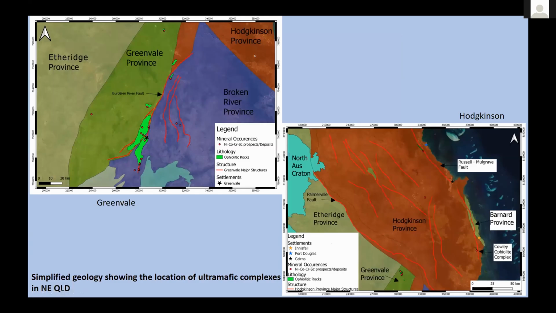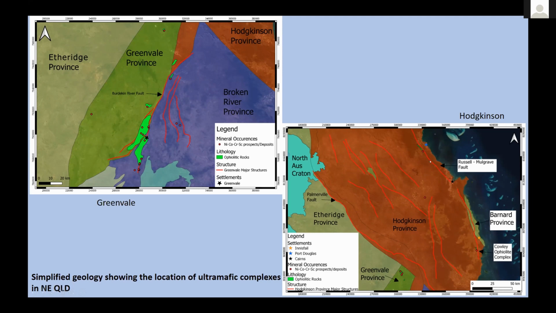In terms of the Greenvale province, the ultramafic complexes sit along a major fault, along the contact between the Greenvale and Broken River provinces. And there are, as probably some of you know already, some well-established nickel resources, such as in the Sconi project, but there are many more occurrences of this type of metals.